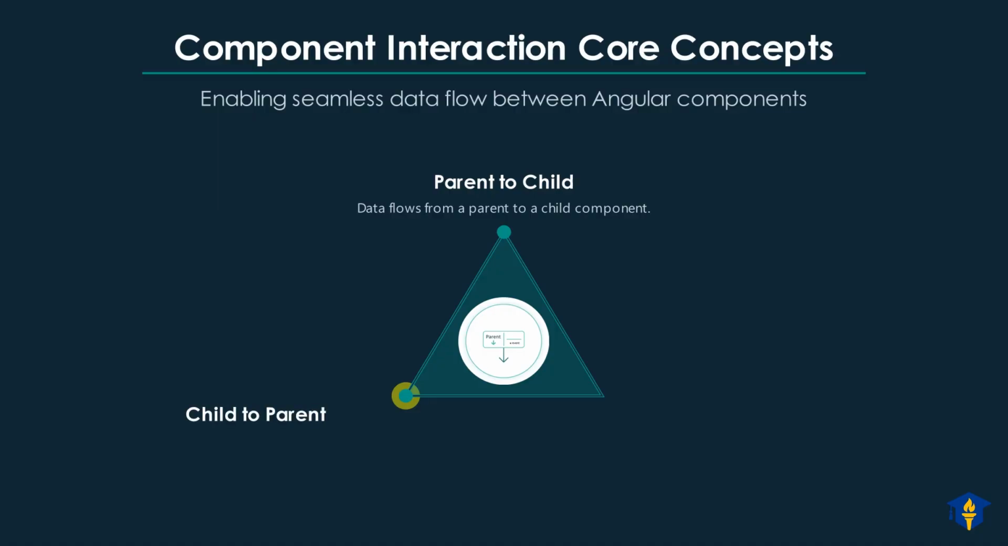Next, we look at child-to-parent communication, an equally important interaction pattern. Here, events or data are effectively sent from a child component back up to its parent component.